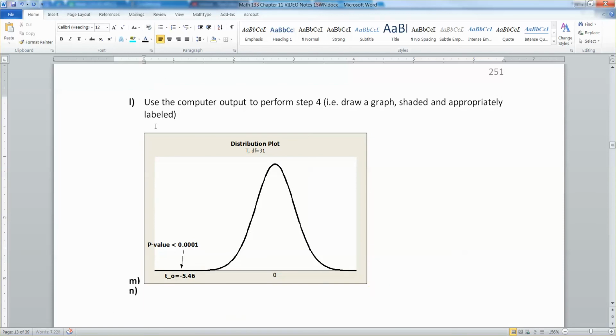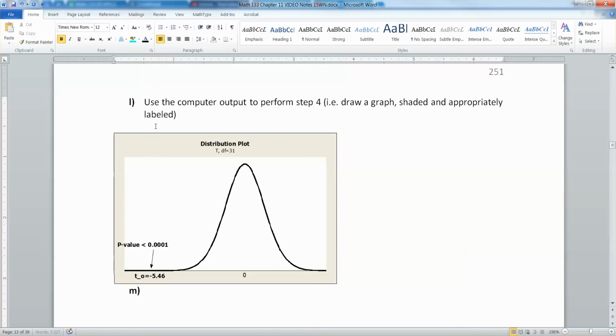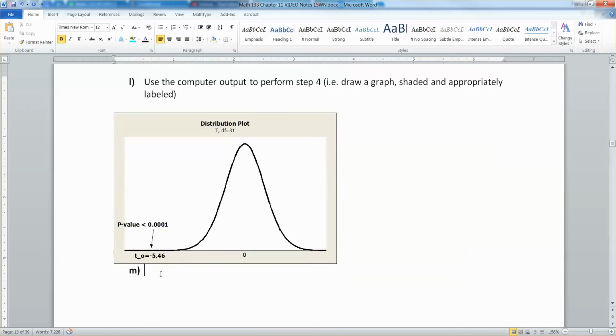So I've drawn that with a computer. And you can see, in order to fit this in, I really had to go out there. Negative 5.46 standard deviations from the mean, that was your test statistic. That is extremely small. And so it's very, very, very tiny over there. And the p-value that goes with it would also be extremely small.